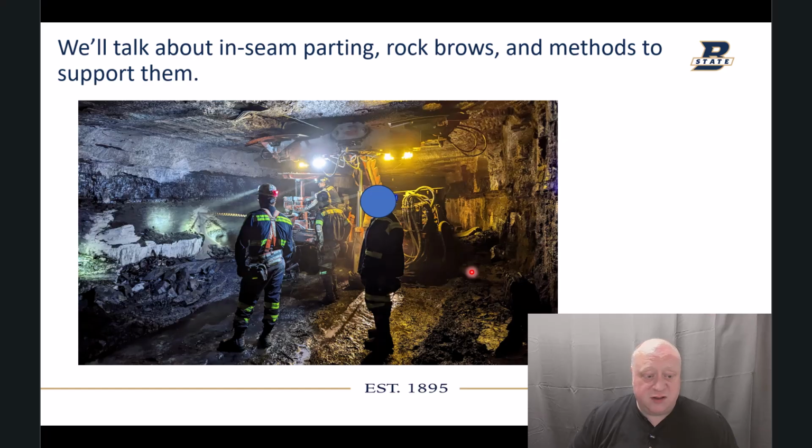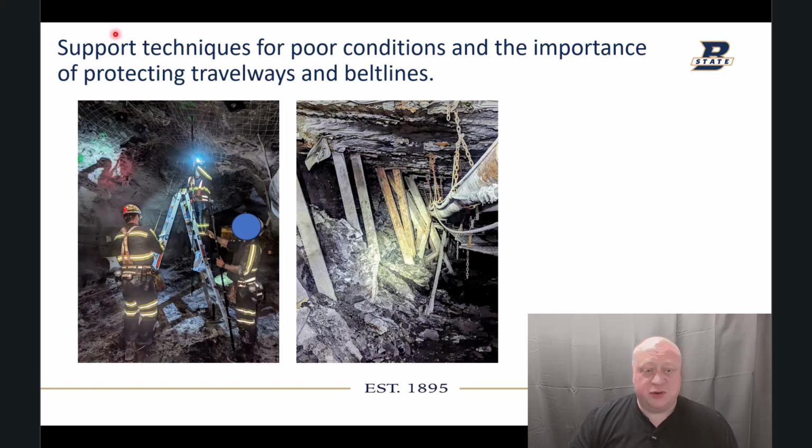We'll talk about inseam rock partings, like you see here, and rock brows that can occur if you're taking extra height out of the roof, and we'll talk about methods to support these. And we'll talk about support techniques for poor conditions, like roof like this, where you can see it's fallen out quite a lot. It's even arched out. We'll talk about what you can install to try and support these types of openings, and some of the other things you can do, glue and grout and that sort of thing.